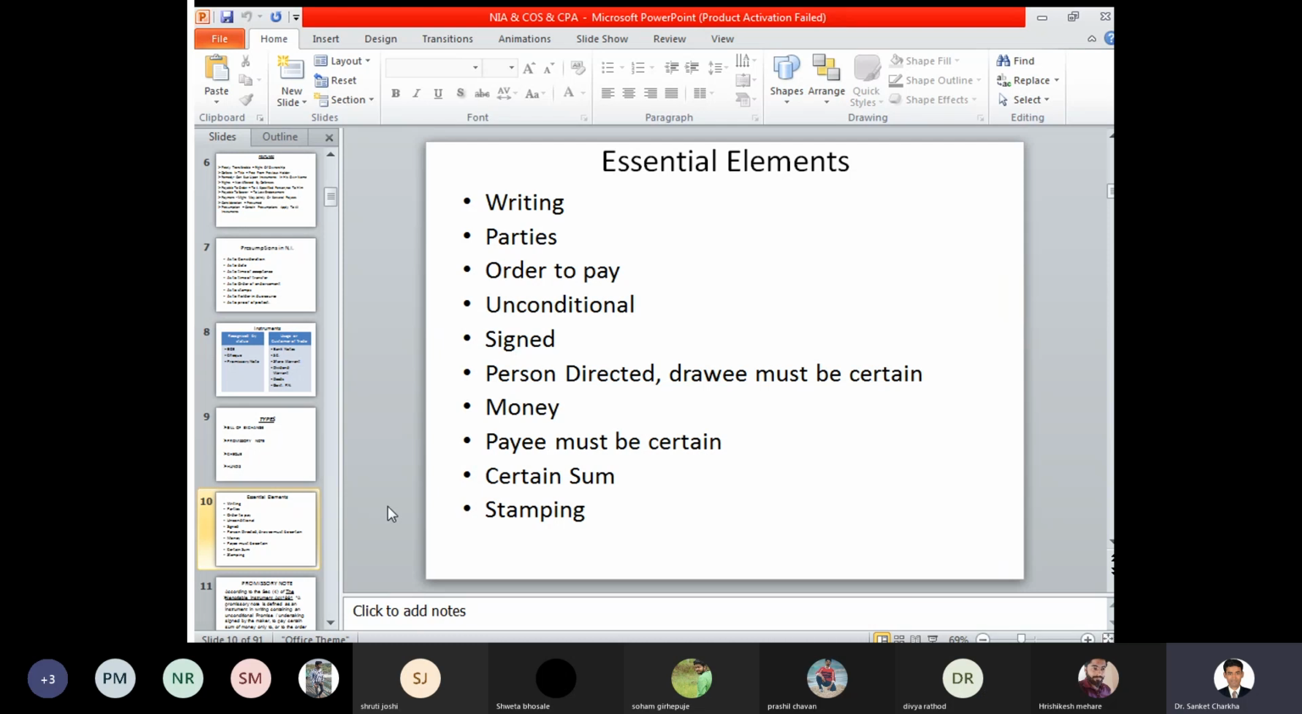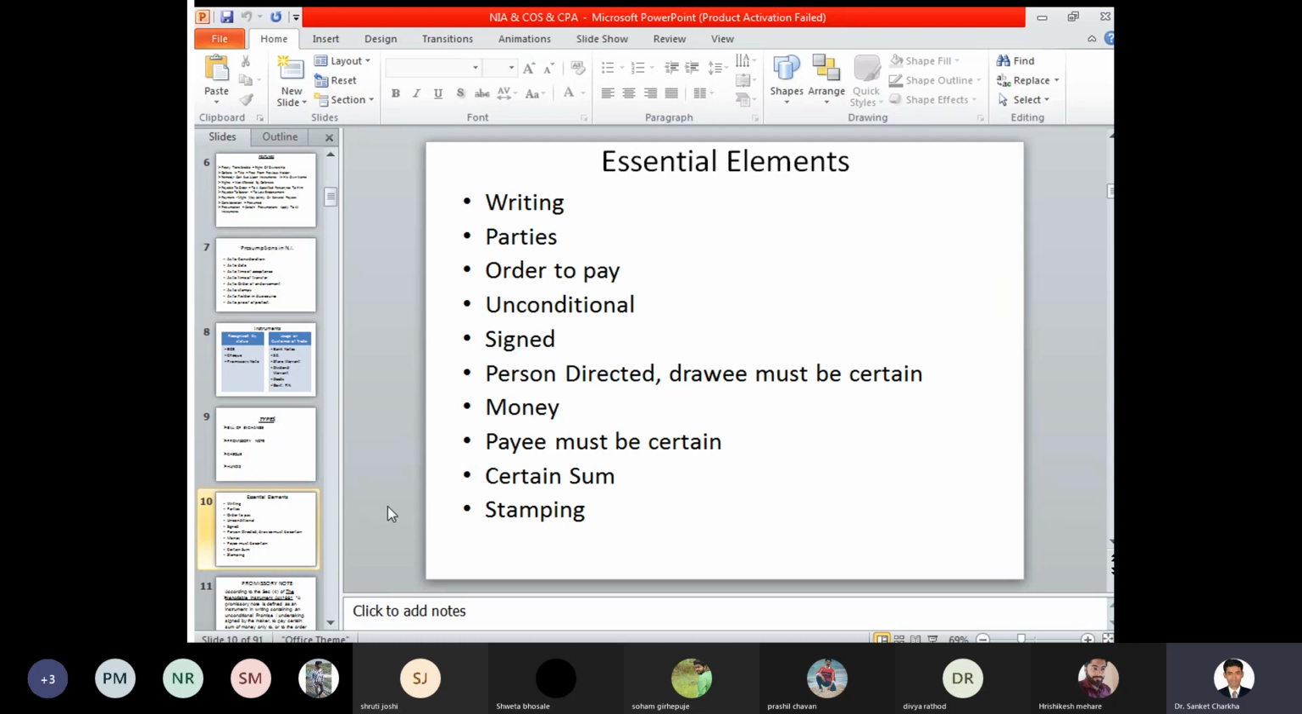Payee must be certain, that is, in the case of a check that has been drawn, the payee, that is which banker is to make the payment, must also be certain. And lastly, stamping. Whenever a negotiable instrument is prepared or forwarded by one person to another person, stamp duty has to be paid by the specific parties.